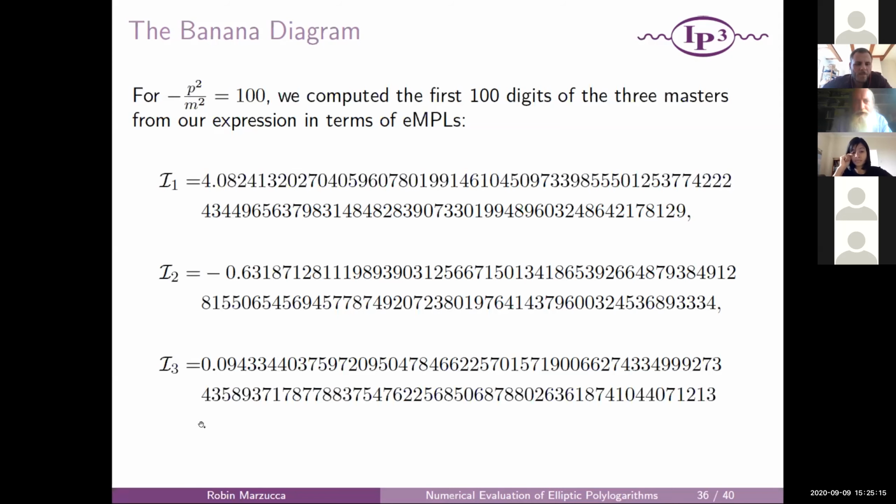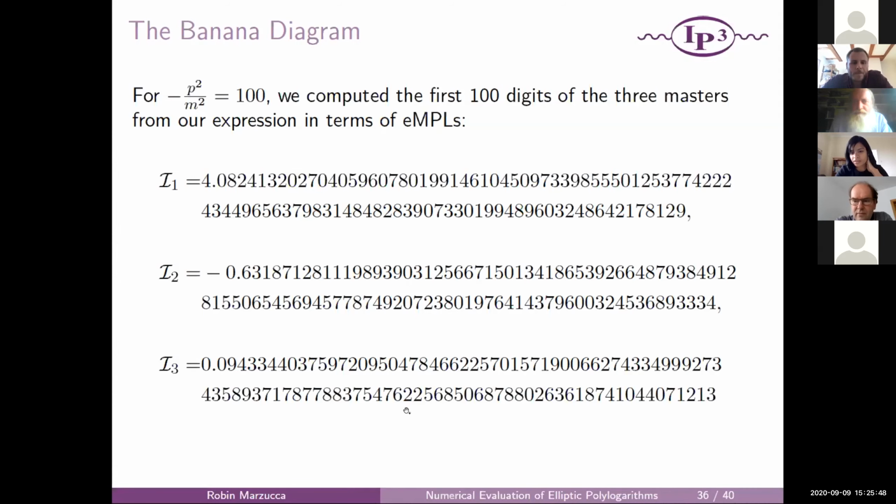And then the expansion. I expanded all appearing elliptic polylogs that are in my expression after I regularized them and decomposed the path. I think they were around 700 EMPLs, and expanding all of them took about 25 minutes. And then evaluating the expression in terms of polylogs took, I believe, about 10 minutes or so.